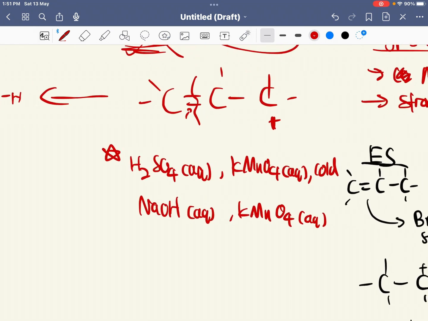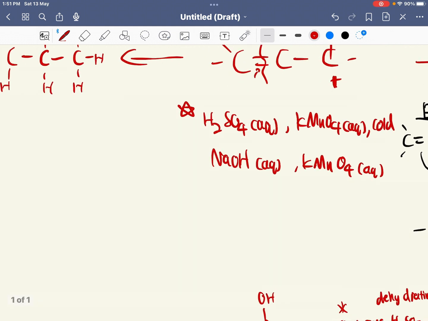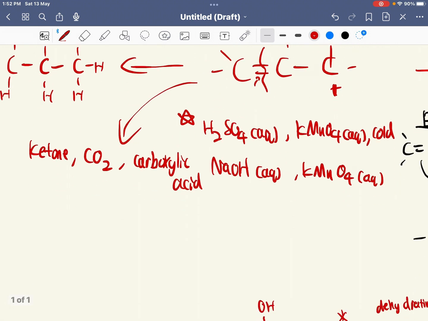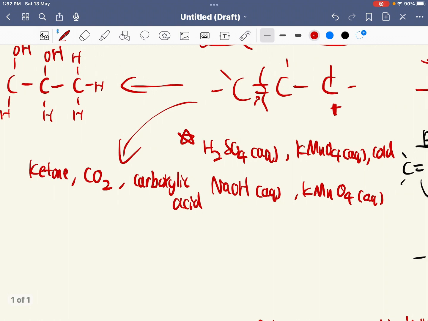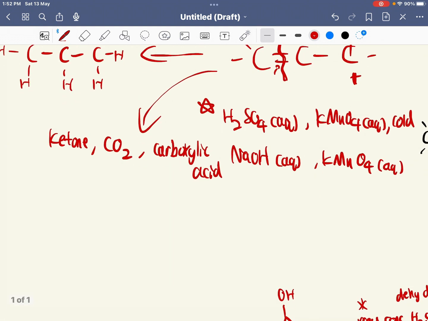Now, when we come to our strong oxidation, this is where things get really interesting, because the possible products that might be formed are a ketone, CO2 gas, as well as a carboxylic acid. Now I'll show you why. Using propene as an example here, when I break this C=C double bond, it's going to fully break.